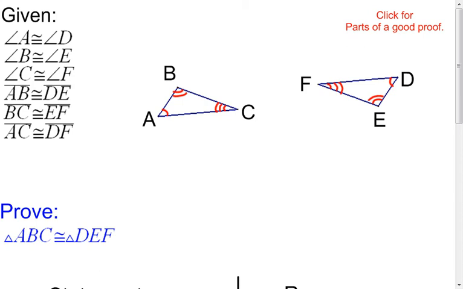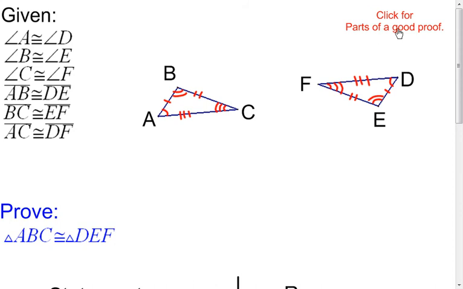Now I'm going to go to the sides. It tells me that segment AB is congruent to segment DE, marked. Segment BC is congruent to segment EF, I have that marked. And now segment AC is congruent to segment DF. And that's all the given information that I have to mark up in my picture. Part 4 was to state what is to be proved. Well, it tells us right here. We're trying to prove that triangle ABC is congruent to triangle DEF.